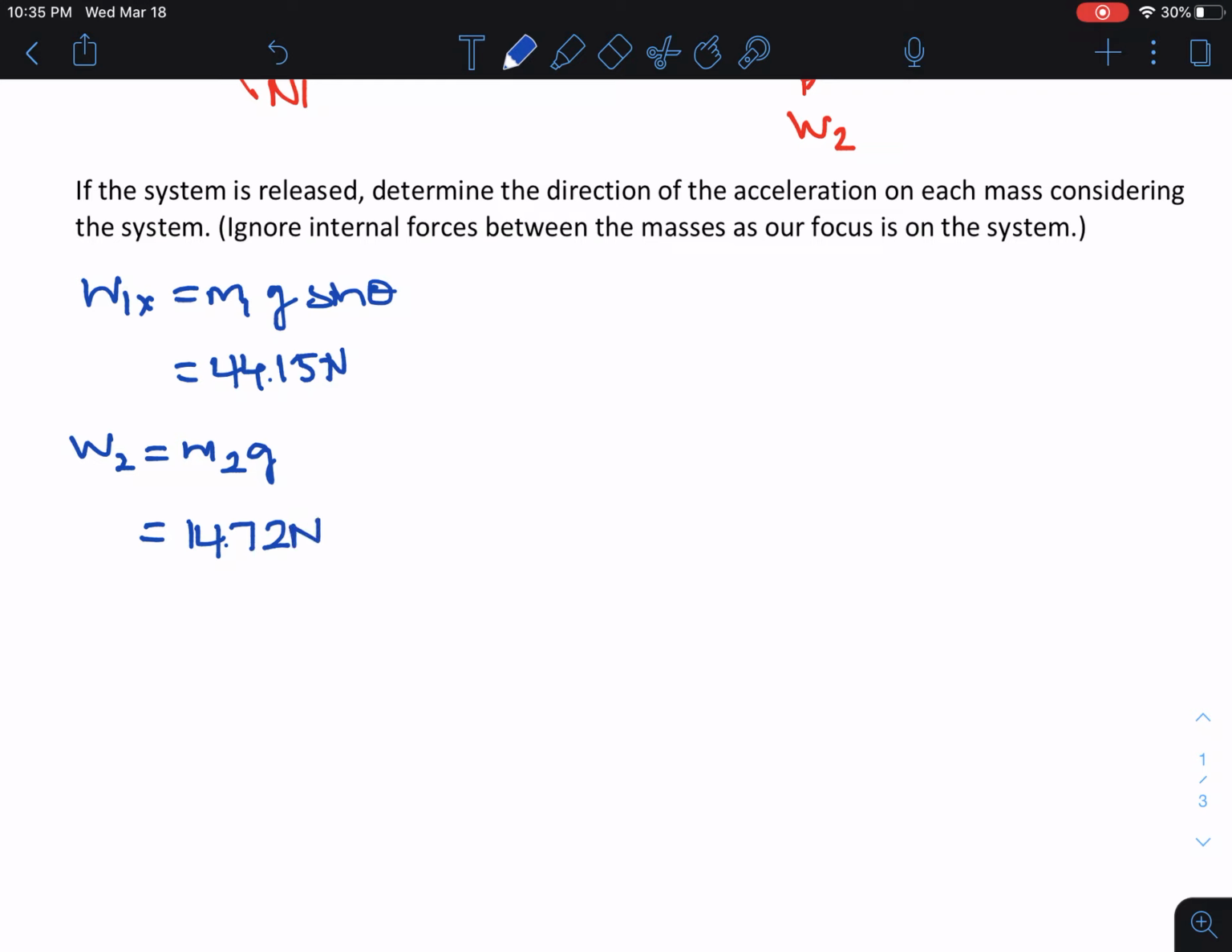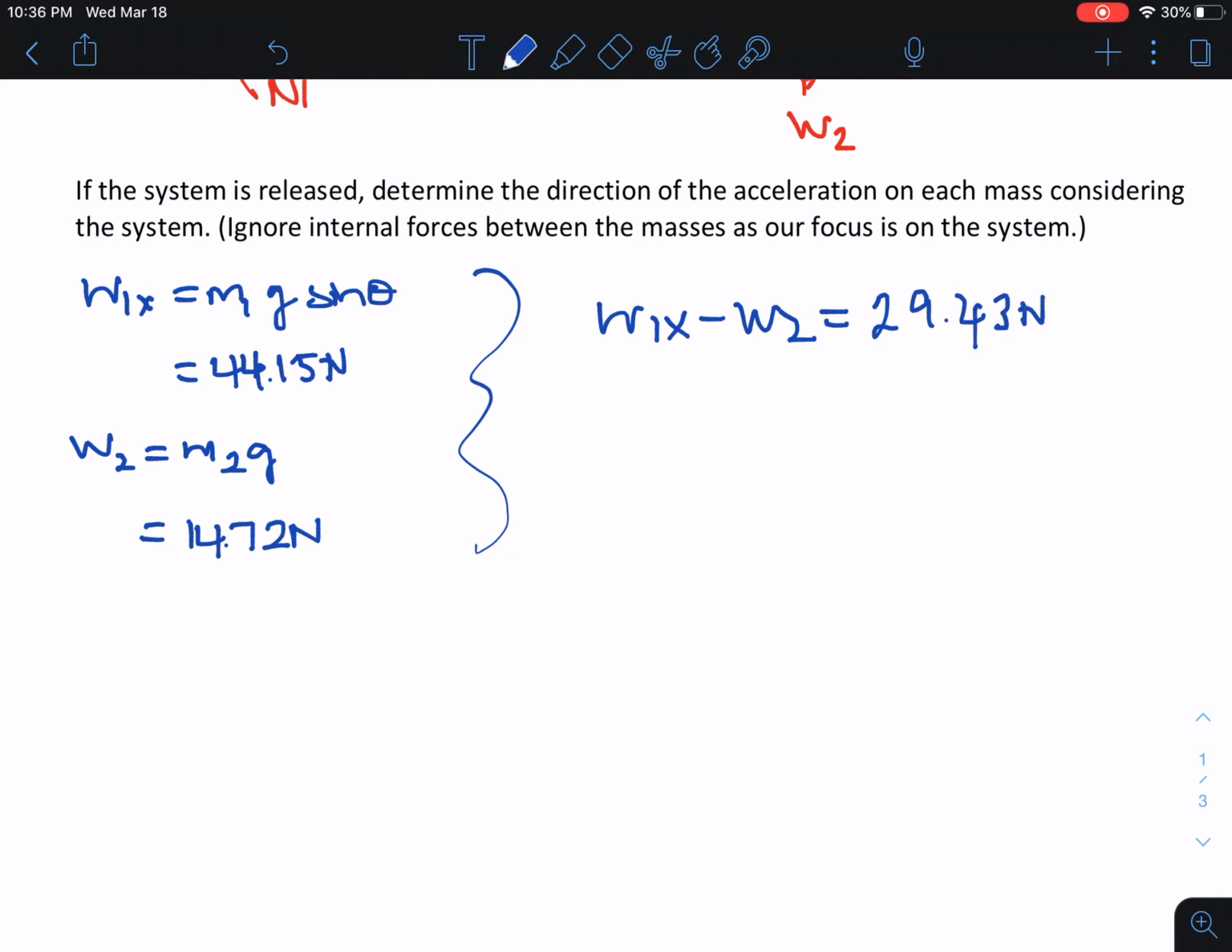Compared to the previous part, what you see is W2 is much less than W1X, right? That means if it's going to move, it might move down the inclined surface, not up the inclined surface, right? In this case, it's a little different. But what is the difference? W1X is bigger this time, minus W2. I'm getting the difference as 29.43.